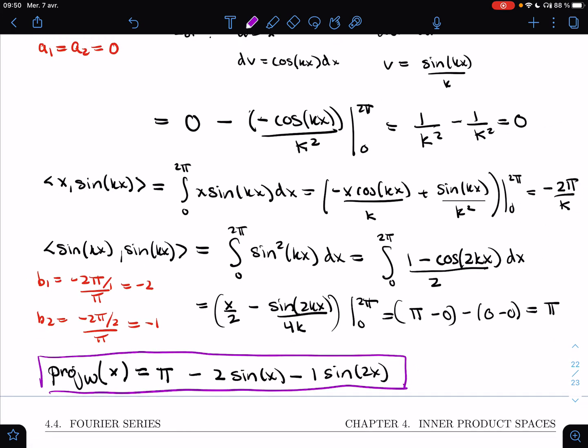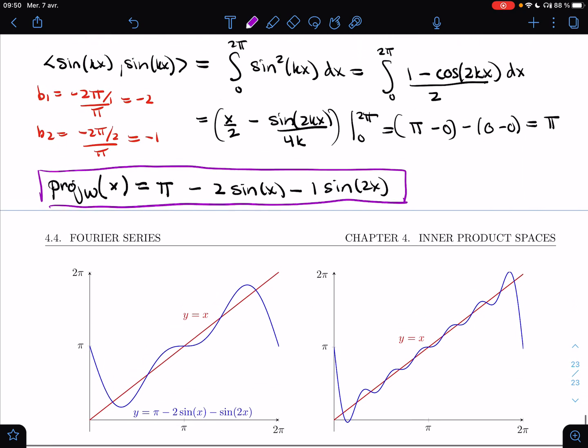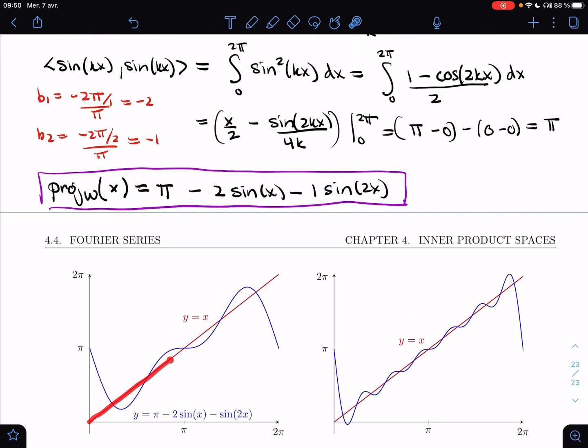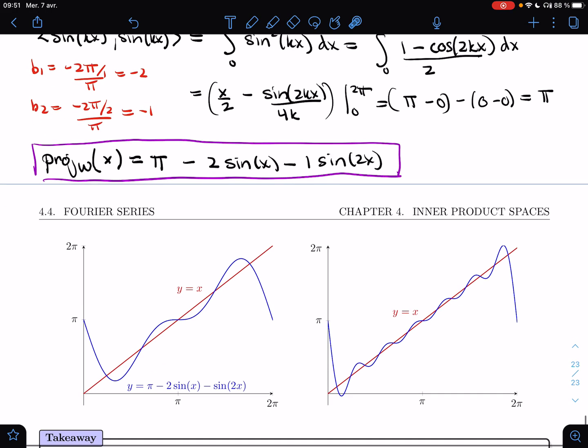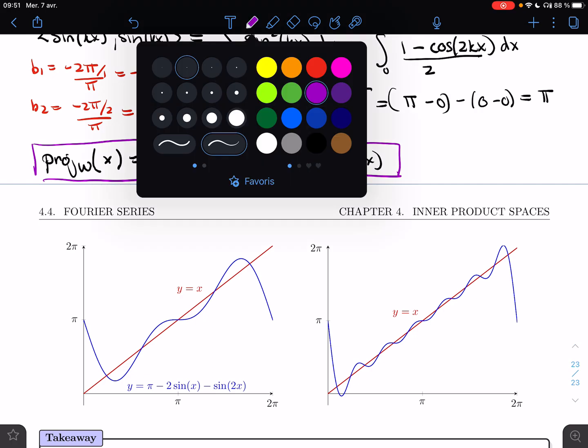I sketched that for you. So here, in red, is the function y equals x. And in blue, I put for you the function we actually got, pi minus 2 sine of x minus sine 2x. And so you can see it is a wavy kind of sine, but it is getting close-ish to the red line. And just to show you what this would look like with more terms.